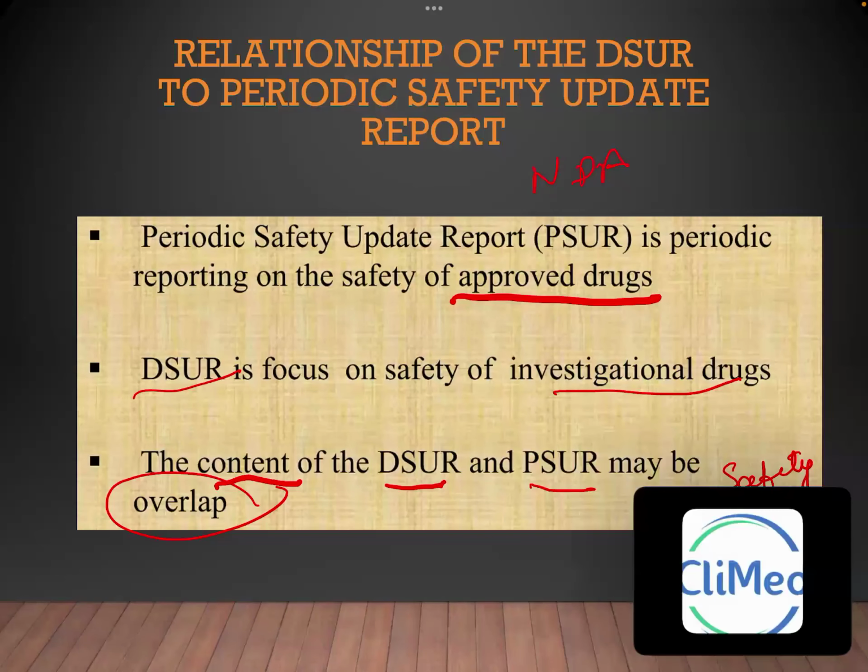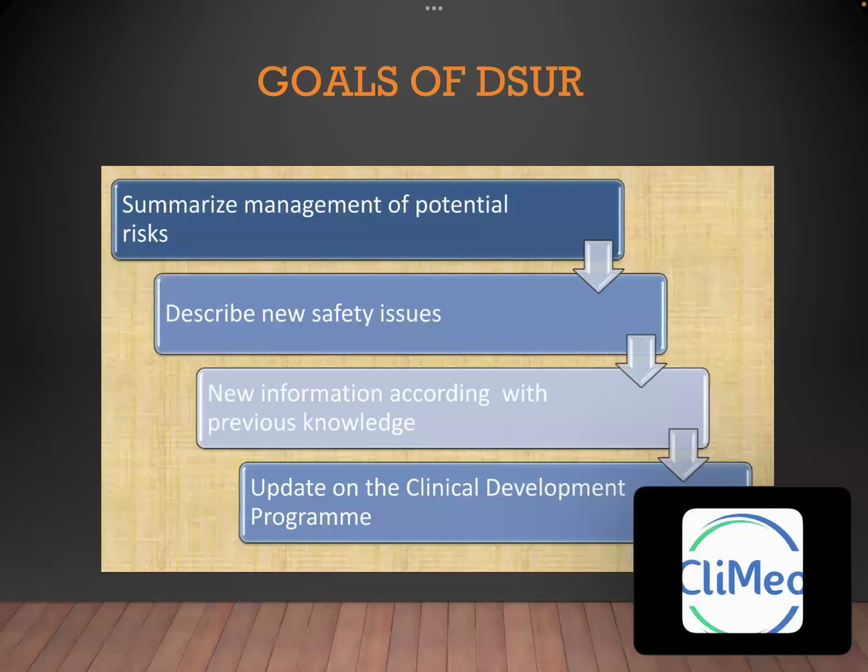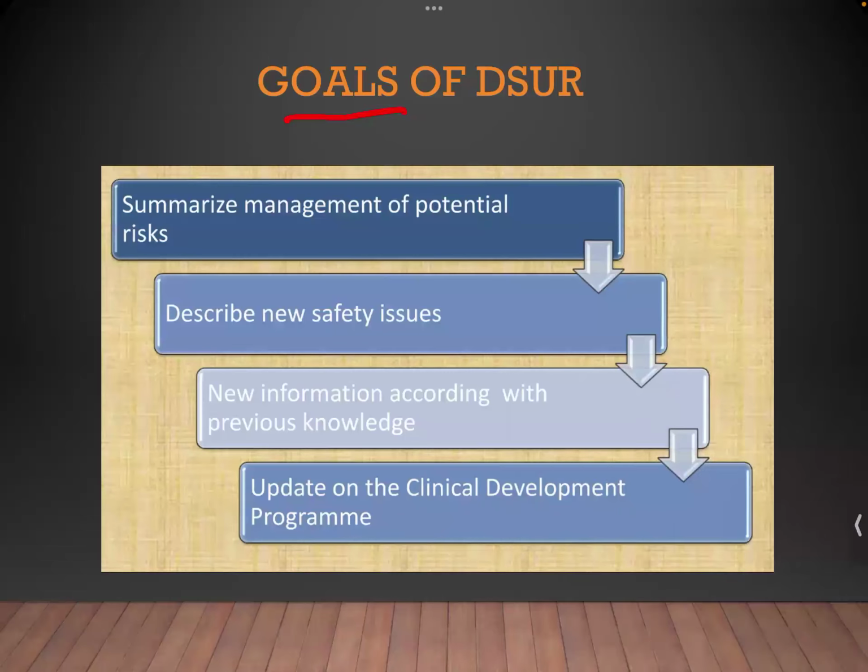Now, goals. What is the goal of DSUR? Summarize management of potential risk. Okay, because you are developing a product. So, if there is even the slightest potential of a risk, it is described. If there is no new safety issue, new information according to previous knowledge, update in a clinical development program. So this may happen. That happens many times.